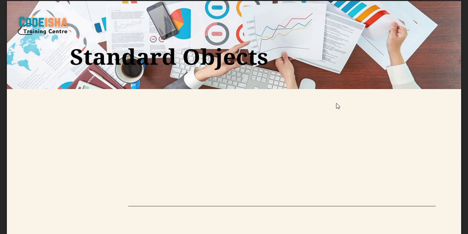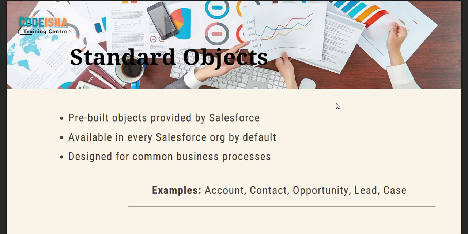And coming to standard objects, let's see what standard objects are. They are pre-built objects provided by Salesforce. Okay, and they are available in every Salesforce org by default. They are designed for common business processes. So Salesforce gives around 20 to 30 standard objects, provided by default. So we cannot edit or delete a standard object inside our Salesforce org.